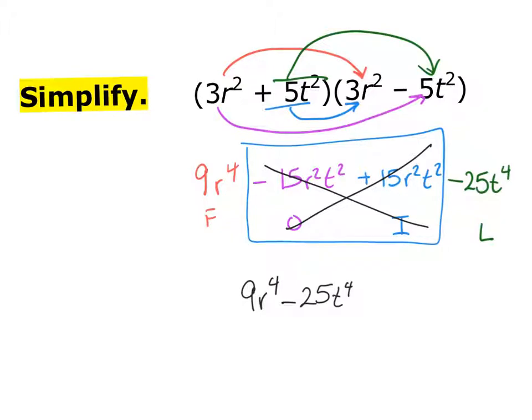This was a special case. If you recognize from the beginning that they are conjugates, one is a positive and one is a negative of the same thing, you would know that the outer and inner cancel out, so you don't have to do outer and inner. You just do F and L, first times first, last times last, and you're still going to get the right answer.